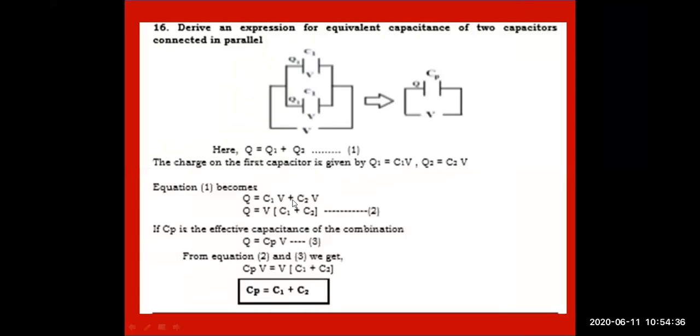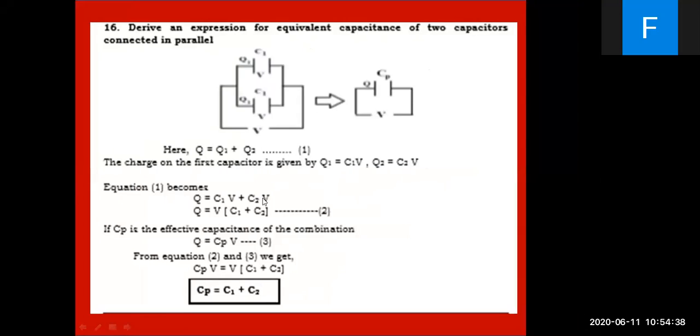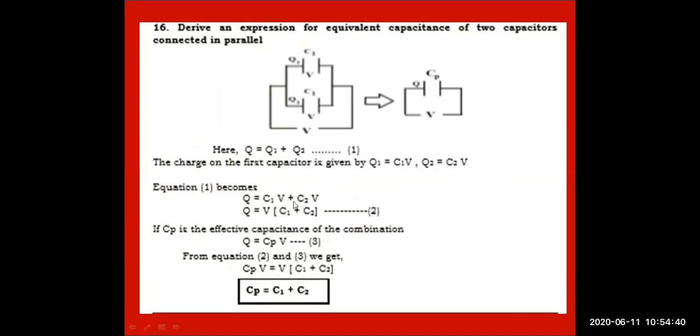Please do it in your book. Plus C2 into V. What is common here? V is common. Take that out. You will get C1 plus C2. Call this equation 2.